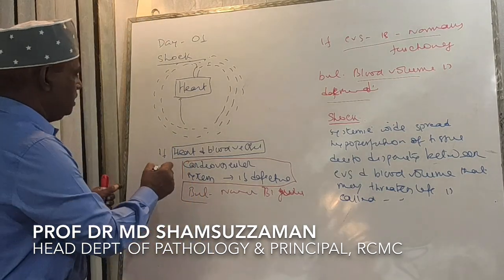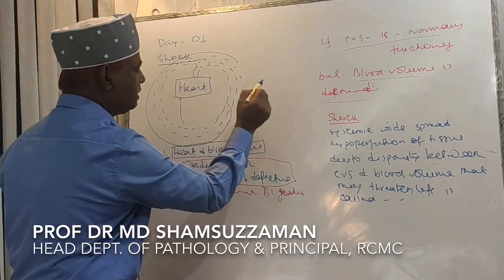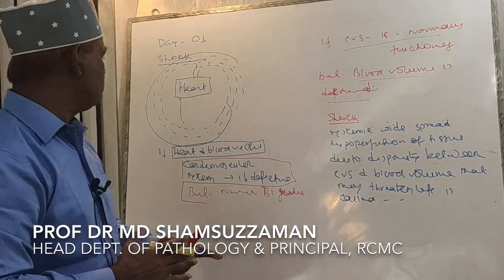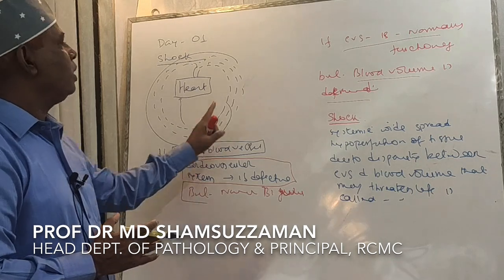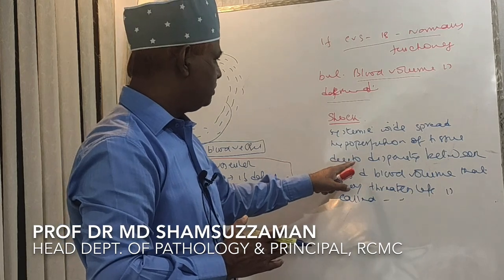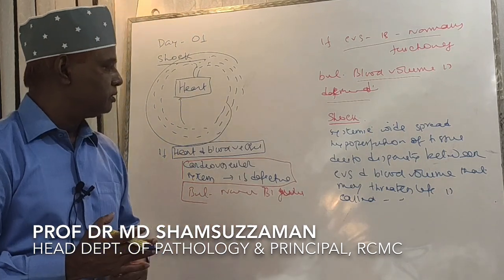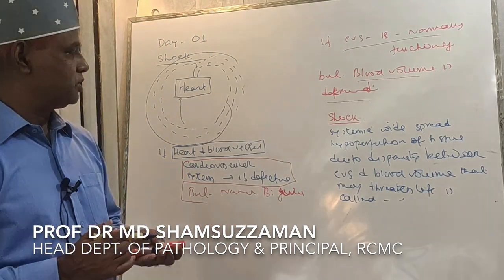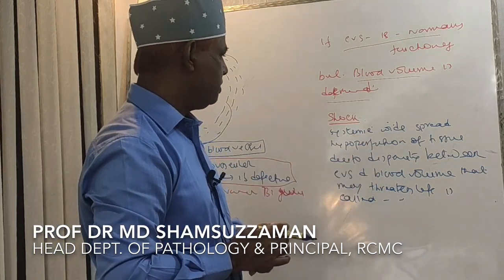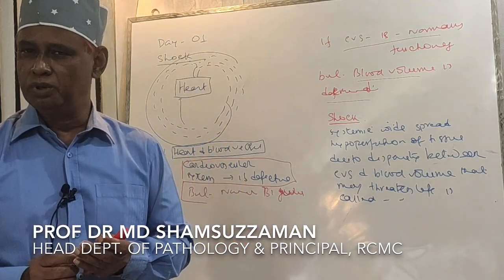Again, if there is disparity between the cardiovascular system and the blood volume, this disparity may be due to a defect in the cardiovascular system or due to decreased blood volume. And if this disparity threatens life, this is called shock.